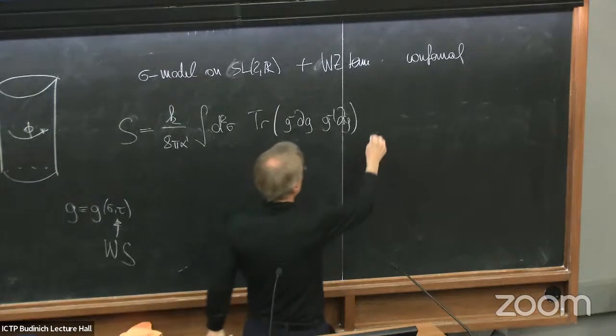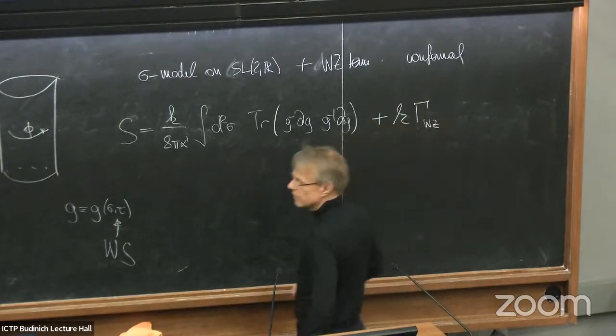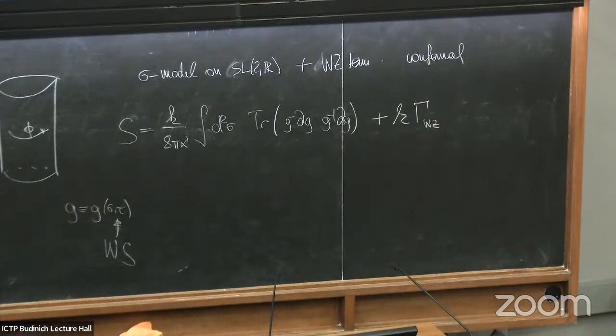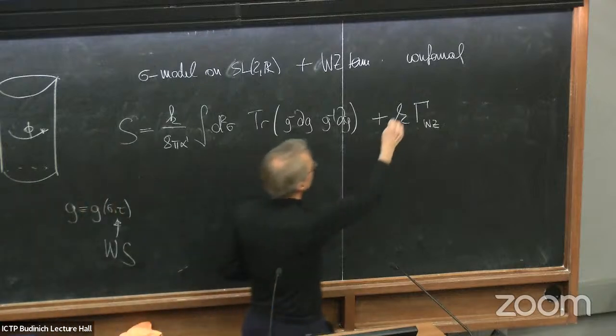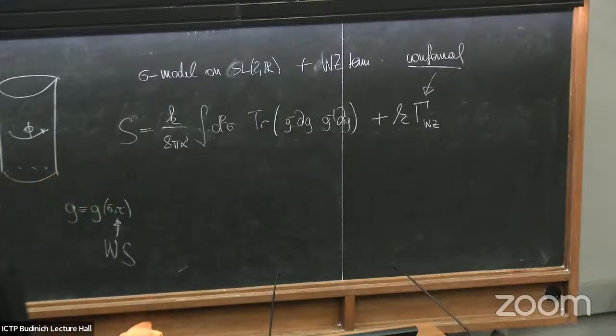And then you have to add this so-called Wess-Zumino term, which I'm not going to explain to you in detail. That's a bit subtle to calculate, and that's where your question comes in, that the well-definedness requires an integer, but that's maybe the topic for another lecture. I'm just telling you that if you want this to be conformal, you have to include this term, otherwise it won't be conformal.